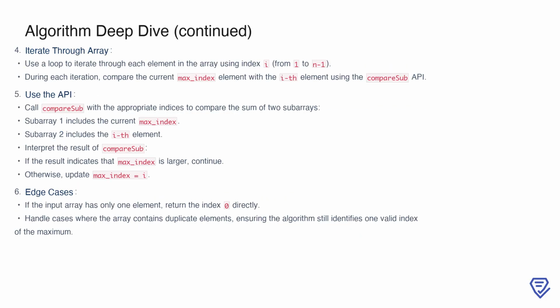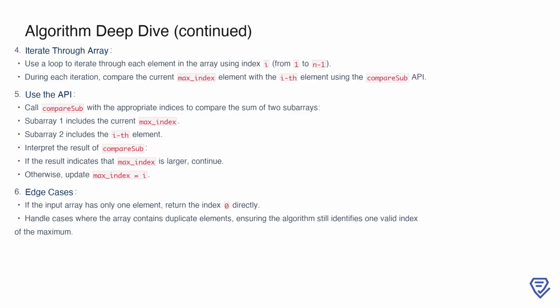With our initial setup complete, the next step is to iterate through the array. Using a loop, we go through each element starting from index 1 up to n-1. In each iteration, we compare the current max_index with the current element at index i. This is achieved by calling the CompareSub API. Specifically, we use the API to compare two subarrays, one that includes the element at max_index and another that isolates the element at index i.